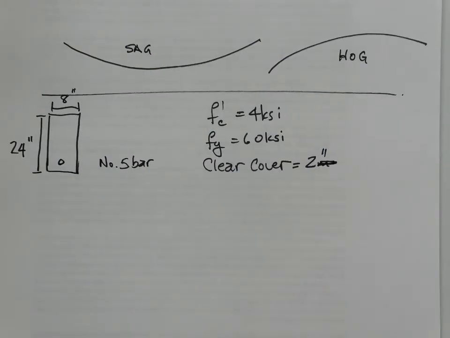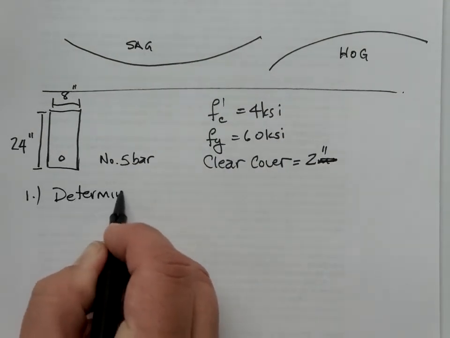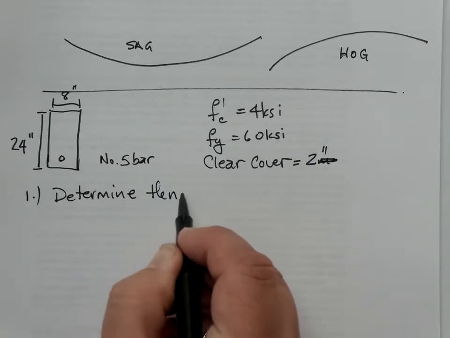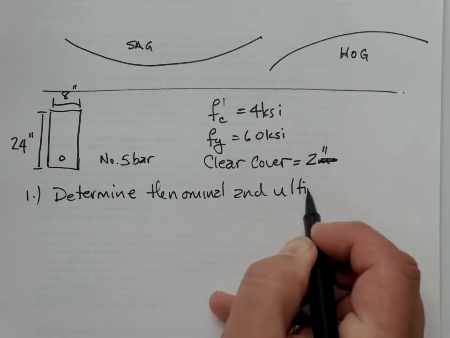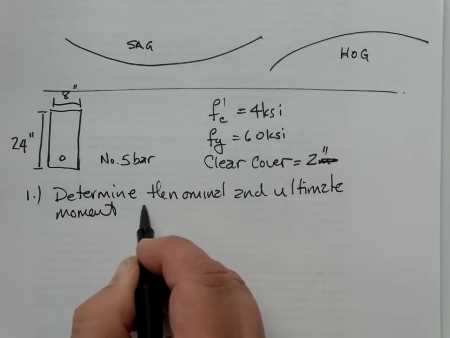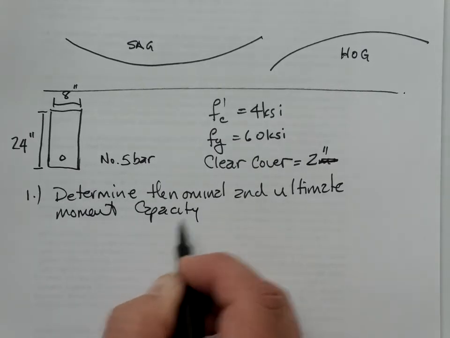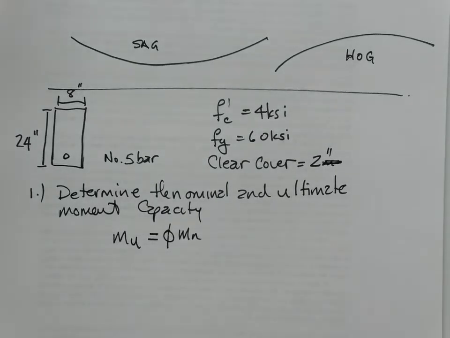And the question is, determine the nominal and ultimate moment capacity, where M sub u is equal to phi M sub n. So the ultimate is our reduced nominal capacity, phi M sub n. So what's the first step?